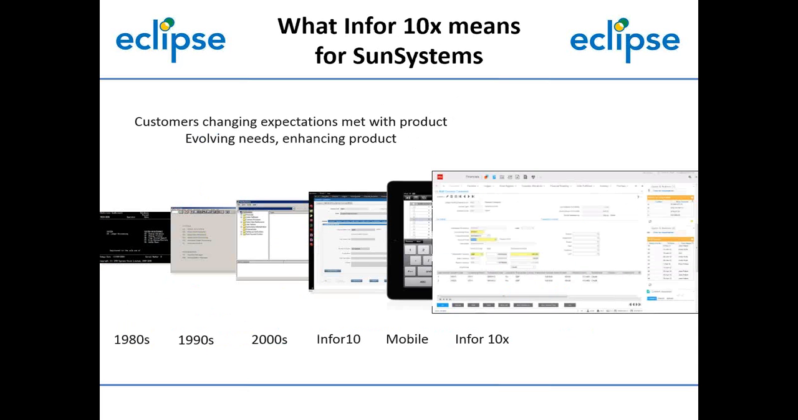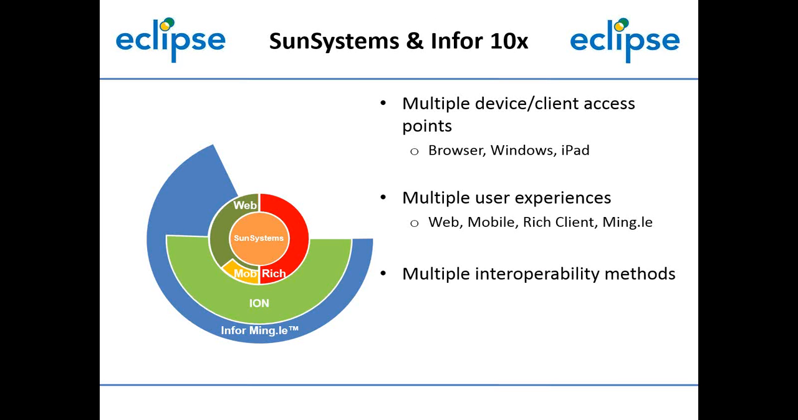So if we look at the evolution of SunSystems as a product, some of you may remember some of the older versions on the screen here. Maybe not all the way back to the MS-DOS version, but obviously Sun 426, Sun 5, through into the initial releases of Infor 10 and then mobility. Infor 10x is really about taking that to the next level again. It's making sure we have this clean user interface, but at the same time running in an environment where we can leverage things like context-sensitive business intelligence, collaboration, and sharing of information. So this is where Infor 10x fits into the evolution of SunSystems as a product.